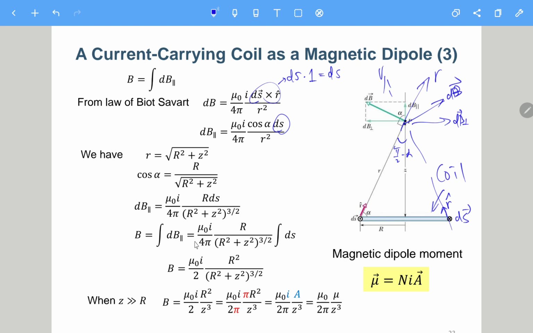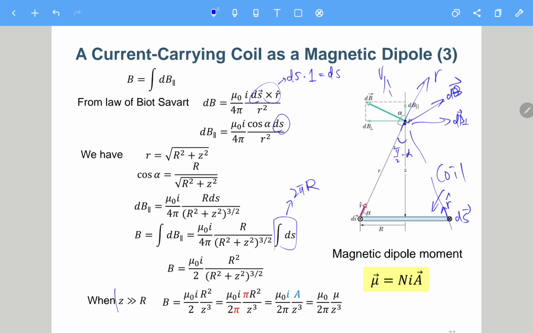This integration is really easy because all these terms are constant with respect to ds, so we can put everything outside of the integration sign. The integration of ds is nothing but the circumference of the loop, which is 2 pi R. So 2 pi and 4 pi partly cancel, becoming a 2, and R becomes R squared. So B has this expression.